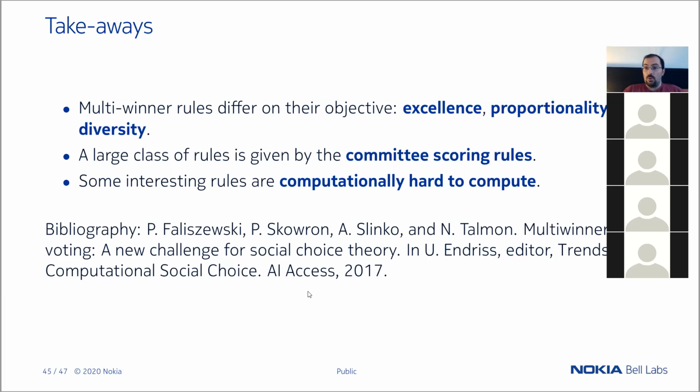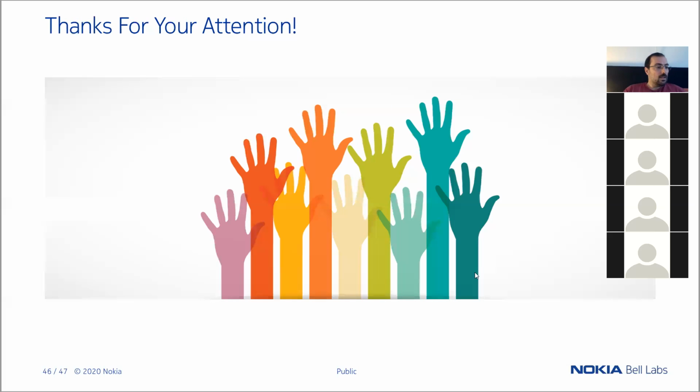And if you want to go further about this topic, there's a very good book chapter in the handbook. I think it's the Handbook of Computational Social Choice or something like that. And it's called Multi-Winner Voting, a New Challenge for Social Choice Theory. Thank you very much. You have questions?